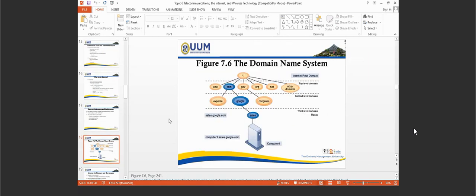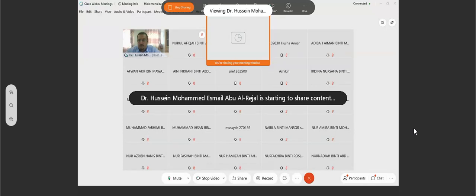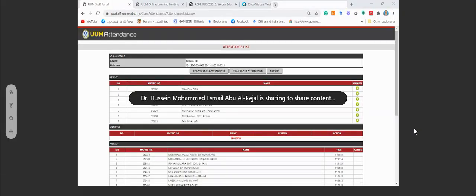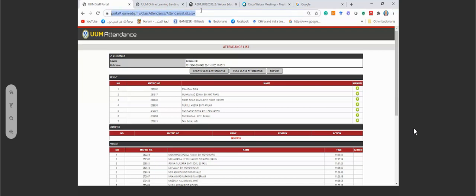Here. Can you see this one? Do you see here? We have a portal here. You see this one? Can you see? Yes. Portal uum.edu.my. What is this? This is what we mean by domain name. UUM is the company. Dot starts to mention what the domain name is, what the hierarchy is. Edu means education. Dot my here is for Malaysia.